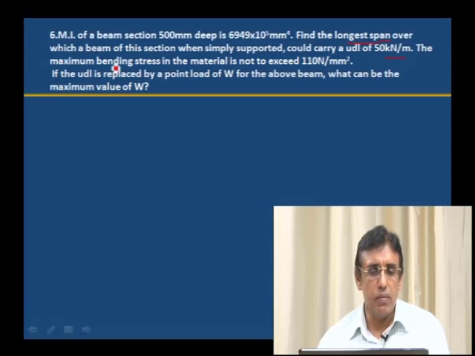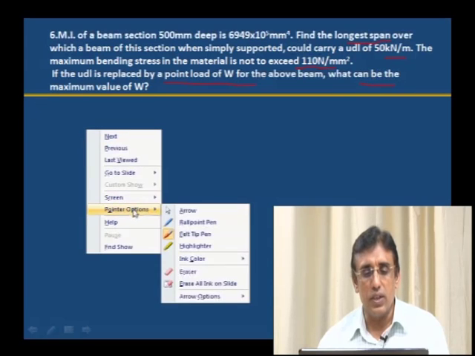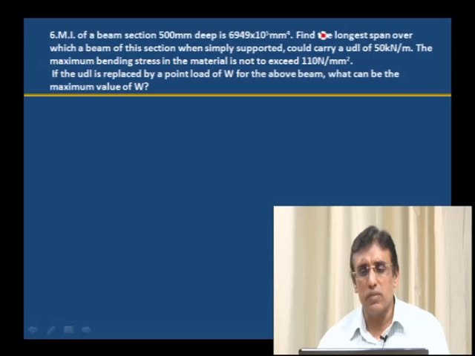The maximum bending stress in the material should not exceed 110. The bending stress is also given in this problem. In the second case, if the UDL of 50 kilonewton per meter is replaced by a point load of W, what is the value of the load? That is the second case, which we will consider afterwards. Let us first solve for determining the longest span.